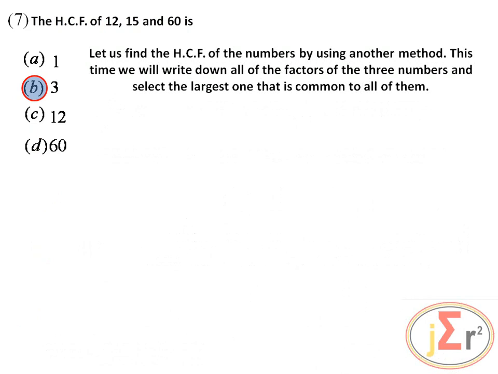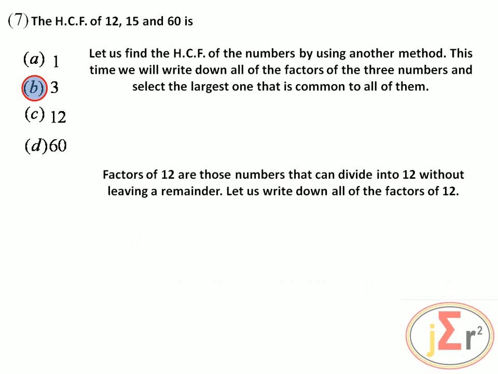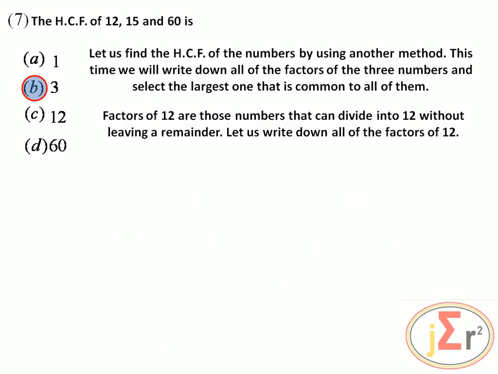Let us find the HCF of the numbers by using another method. This time, we will write down all of the factors of the 3 numbers and select the largest one that is common to all of them. Factors of 12 are those numbers that can divide into 12 without leaving a remainder. Let us write down all of the factors of 12. All of those numbers that can go into 12 without leaving a remainder.